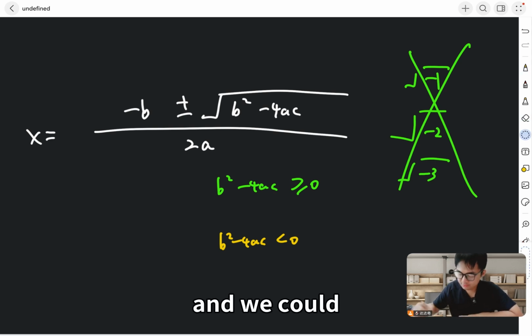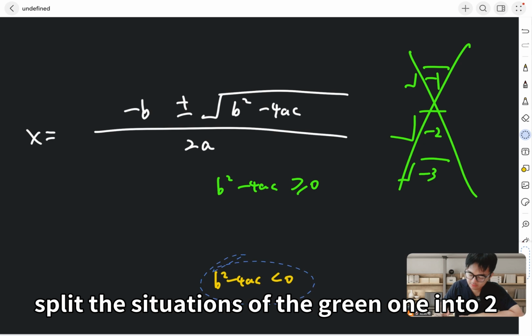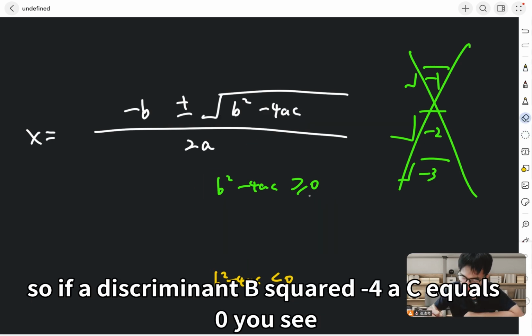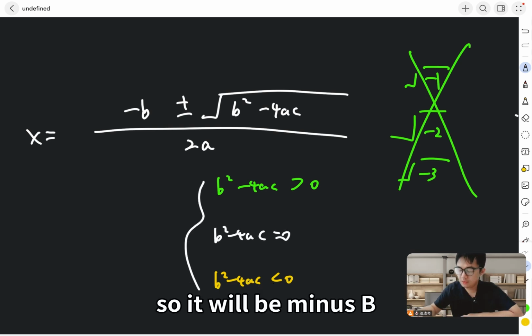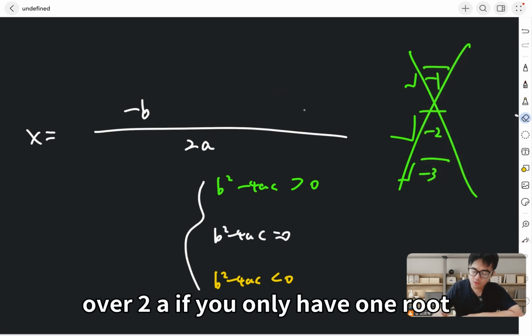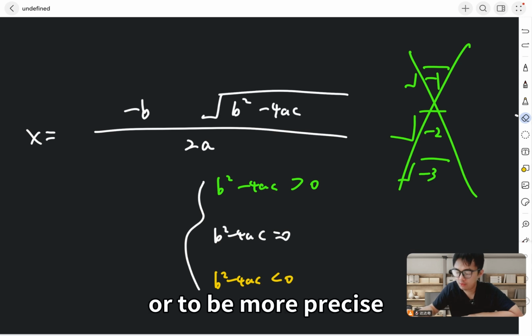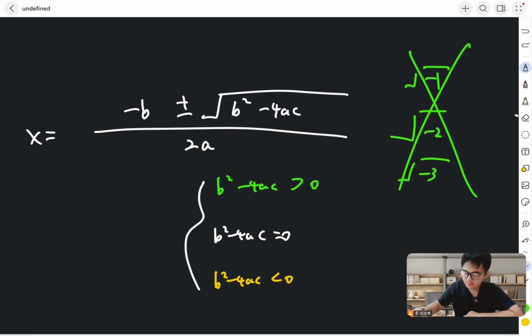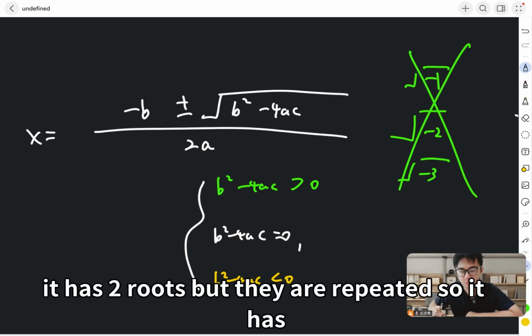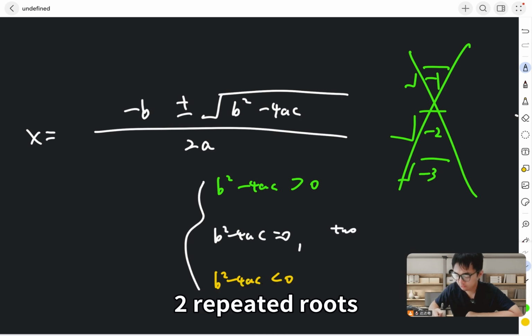And we could split the situations of the green one into two. If the discriminant b squared minus 4ac equals 0, then x equals minus b over 2a. It will only have one root. Or to be more precise, it has two roots, but they are repeated, so it has two repeated roots.